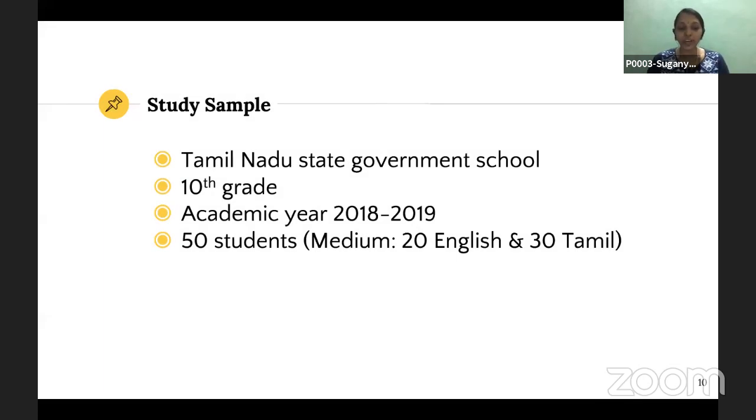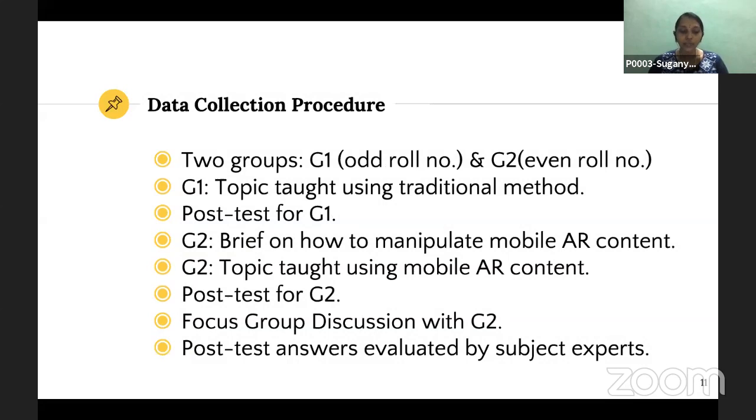The study sample comprised 50 Tamil Nadu government school students of 10th grade enrolled during the academic year 2018-19. Among the 50, 20 were from English medium and 30 from Tamil medium. First, the 50 students were divided into two groups. Group 1, students with odd roll numbers, and Group 2, students with even roll numbers. Then the chosen topic, heart circulatory system of man, was taught using the traditional method to Group 1. Then the post-test was conducted for Group 1.